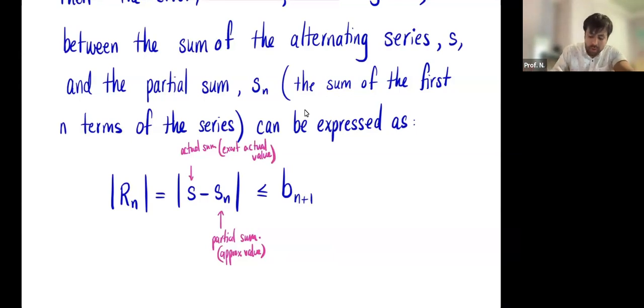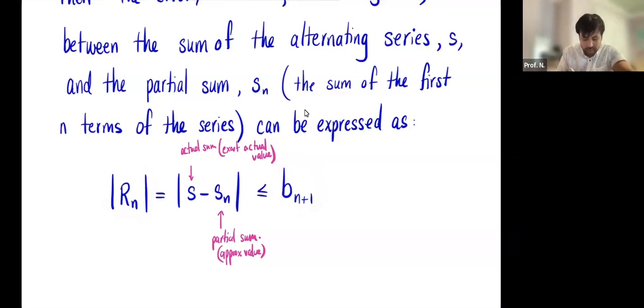Now, the thing is, we don't always know what the actual sum would be, but we can always calculate the partial sum because it's a finite number of terms. Whereas the actual sum is an infinite number of terms, and it gets more complex as the sequences get more complex as to how to find the actual sum. But regardless, this could be known or unknown, but we can find the partial sum no problem because we have the computational power to do so. Now, the real thing is we're trying to bound. We're trying to see how bad the error or the remainder can be. What's the bound of this said error? And the bound is simply the subsequent term in the sequence.